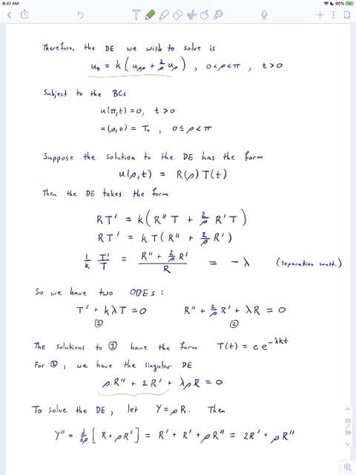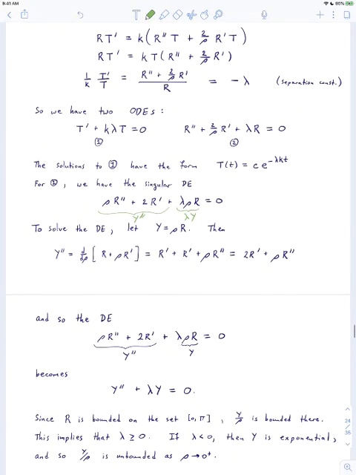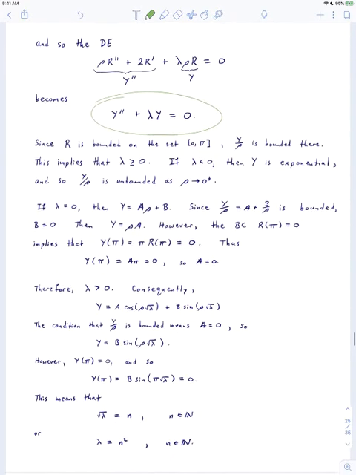That's this thing right here. So this becomes y double prime. And this thing right here, that's just lambda times y. So our differential equation becomes something that we've seen before, y double prime plus lambda y. So we know how to solve this.